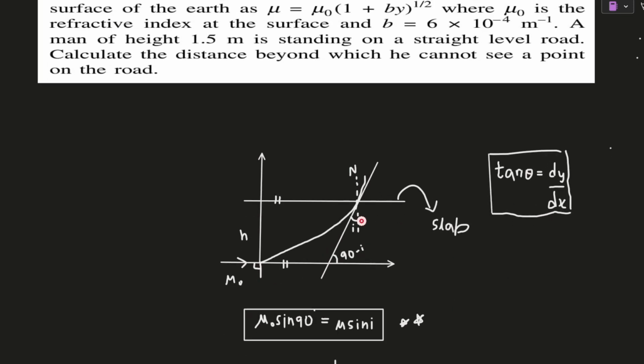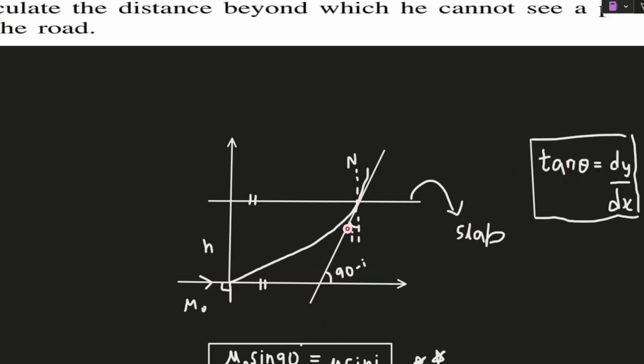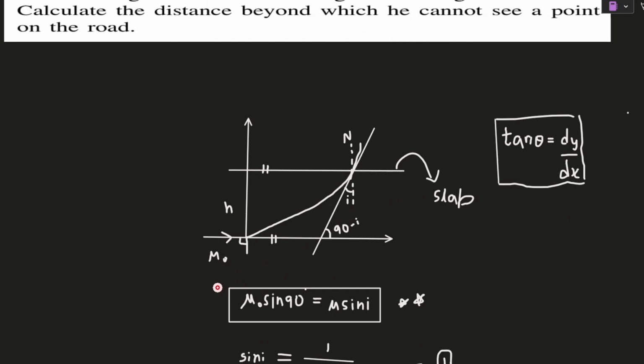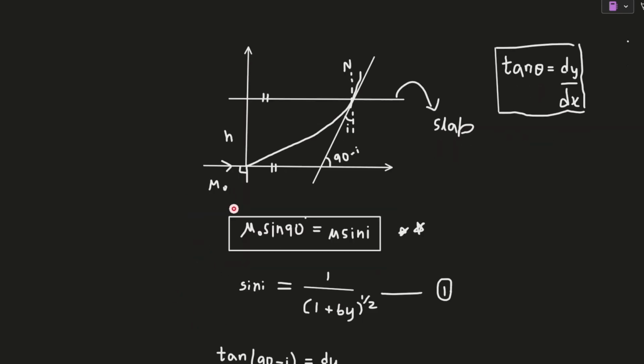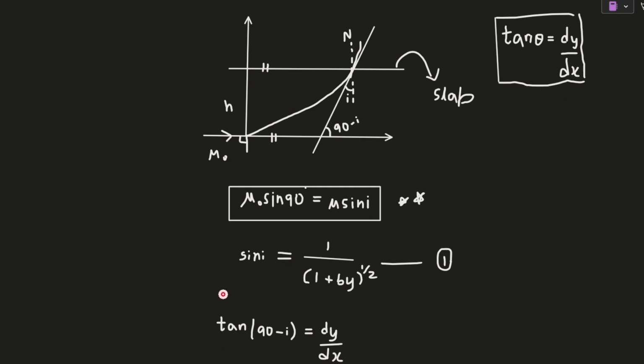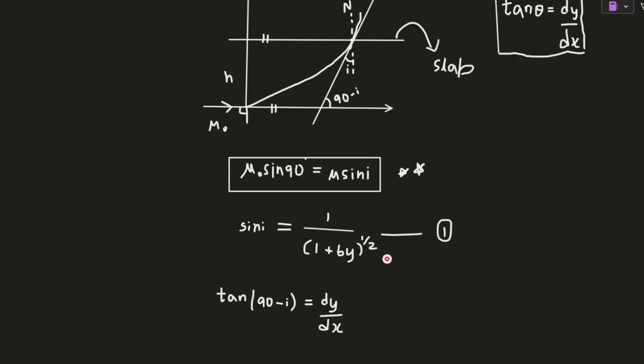We have drawn the normal here, and this is the angle of incidence. I have drawn a tangent here to know the slope. I have simply used Snell's law here, as we studied this property in composite slabs. So mu naught sin 90 equals mu times sin i. From this, sin i equals 1 by (1 plus by) whole power 1 by 2. We assume this as equation 1.